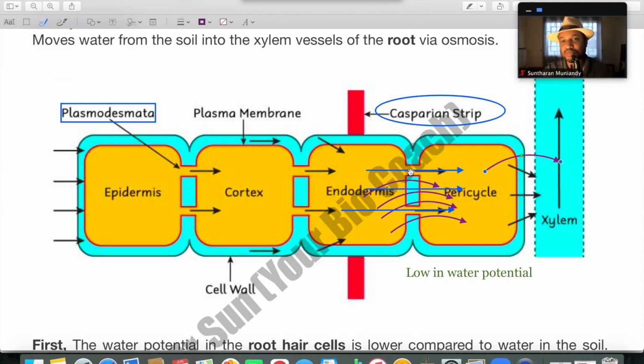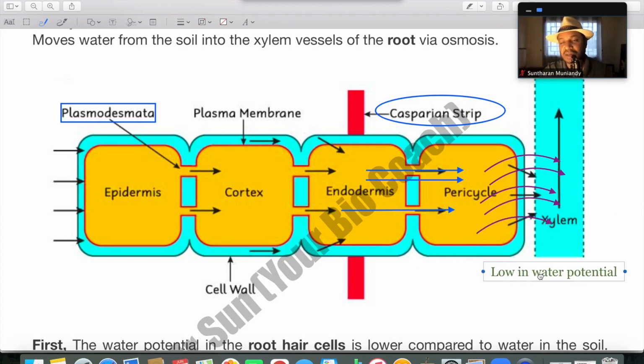the pericycle helps to pump in, because the xylem doesn't have mitochondria. So the pericycle helps to pump mineral salts and ions into the xylem vessel against the concentration gradient, making the xylem always low in water potential. And so water from the pericycle can diffuse into the xylem vessel via osmosis.